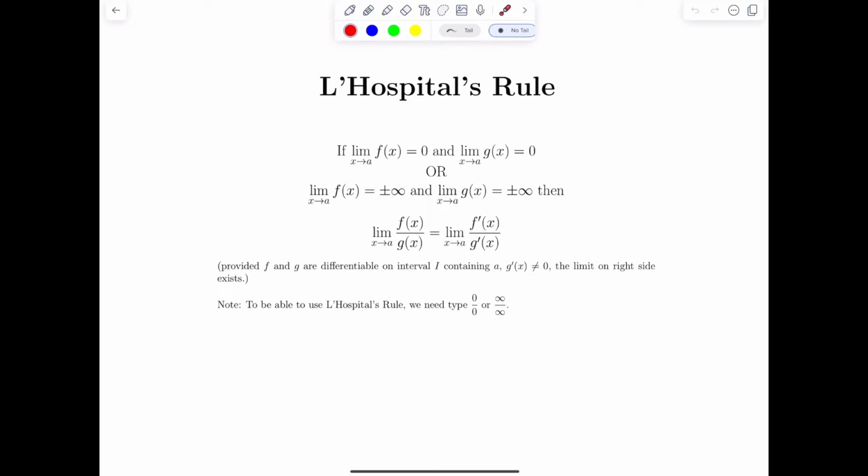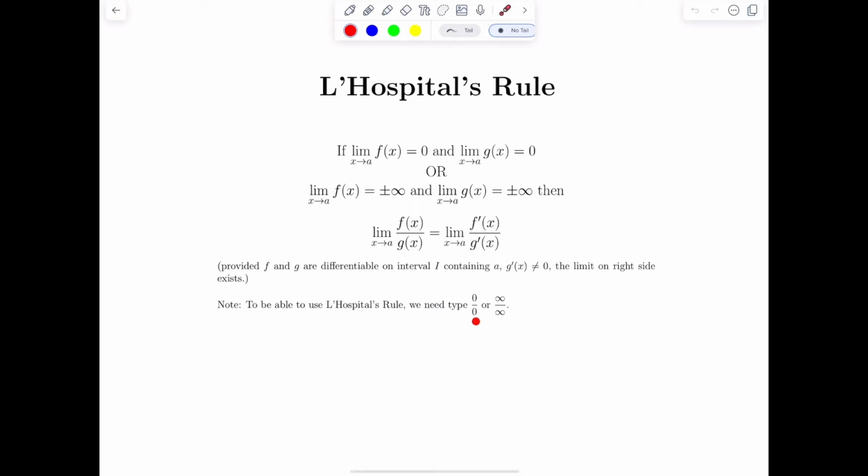Then you can take the derivative of the numerator and denominator separately. We're not doing quotient rule. We're doing illegal quotient rule. And then you can evaluate the limit from there. And you can continue the process multiple times if necessary, okay? But to be able to use L'Hopital's rule, we need an indeterminate form of the type 0 over 0 or infinity over infinity. Don't try to use it if you have any other type of limit.